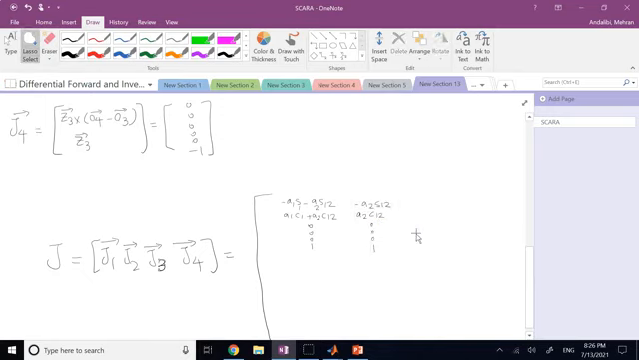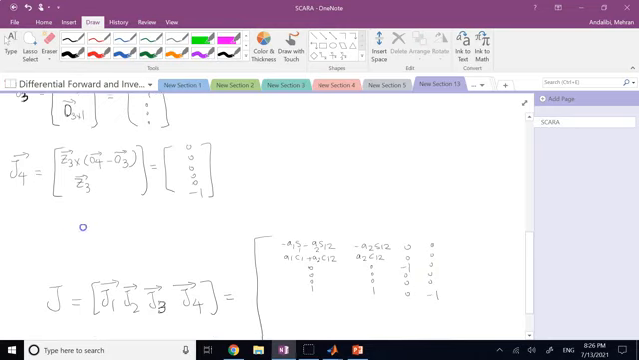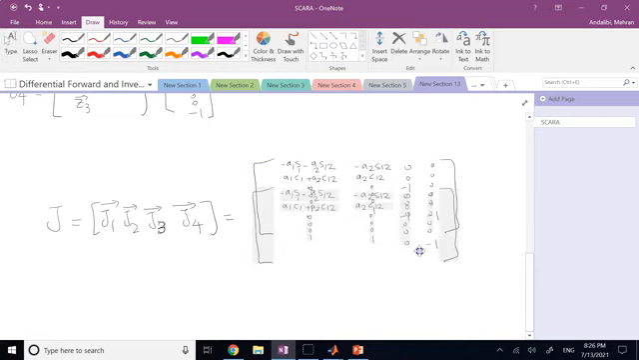Good. And the rest of it is not that bad. 0, 0, -1, 3 zeros, and then 0, 0, 0, 0, 0, -1. So this is your Jacobian. Done. Okay, so that's the Jacobian of the Scara, and you can get Jacobian of anything else.